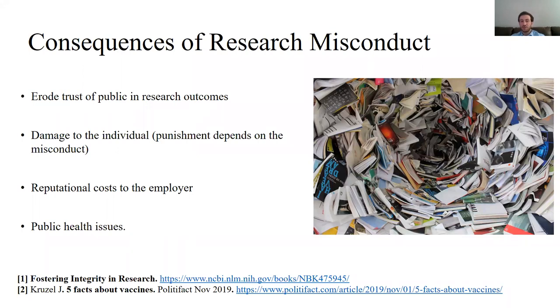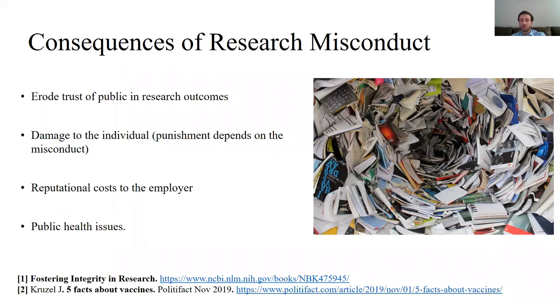It can damage the individual. The punishment depends on the type of misconduct. It can go from jail to firing the doctor accused of misconduct to stopping grants. And I believe that the worst damage is to reputation, because once your reputation as a researcher is screwed, your whole career is screwed because nobody trusts your work anymore.